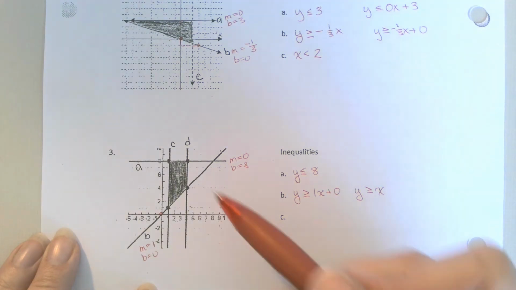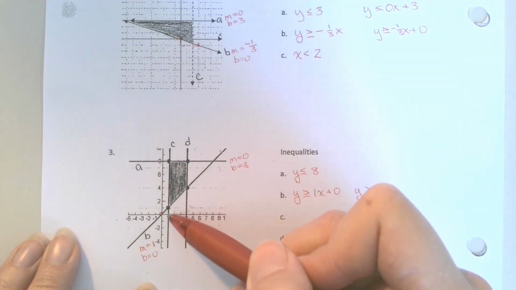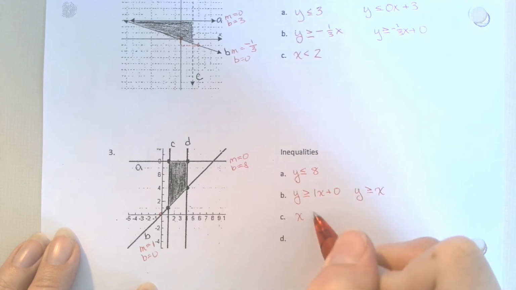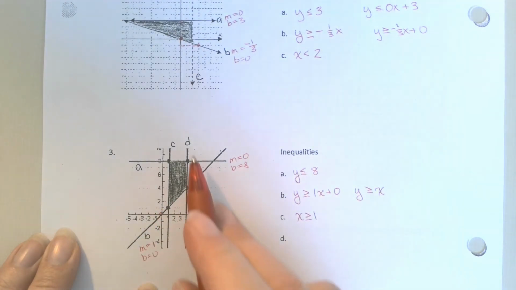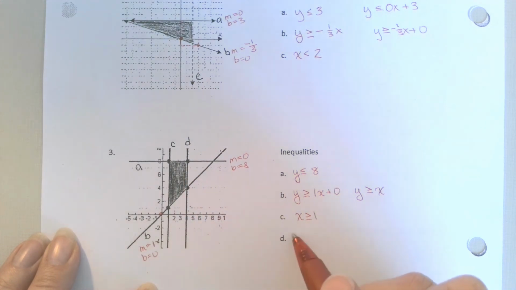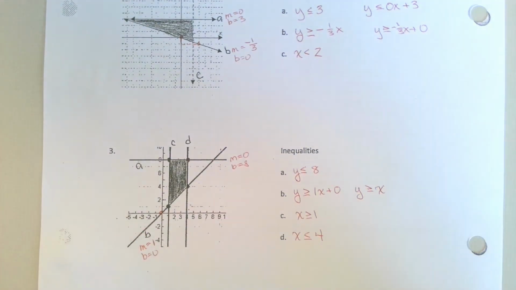All right, we've got two vertical lines. Slope is undefined again. It cuts through the x-axis at 1, and it's shading to the right, so it is greater than or equal to. And this one cuts through the x-axis at 4, so it is less than or equal to 4. All right, so wanted to go over that, taking and reversing our process.